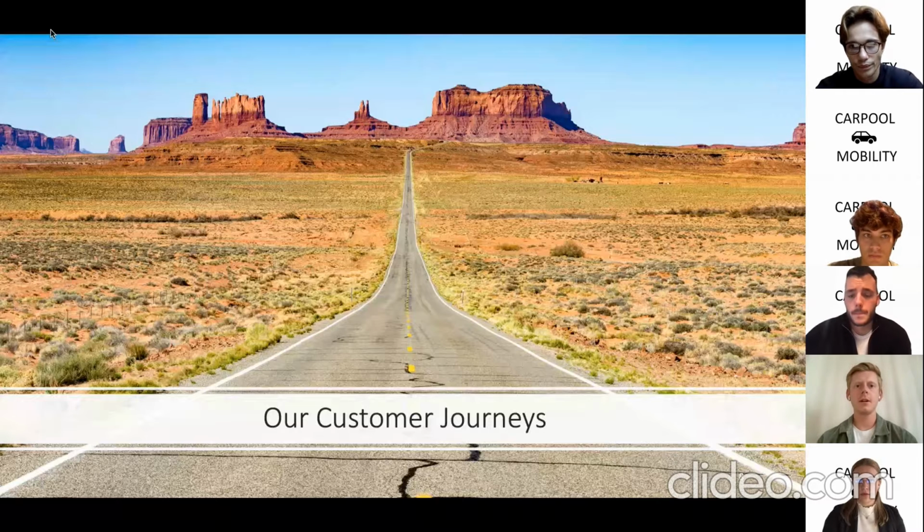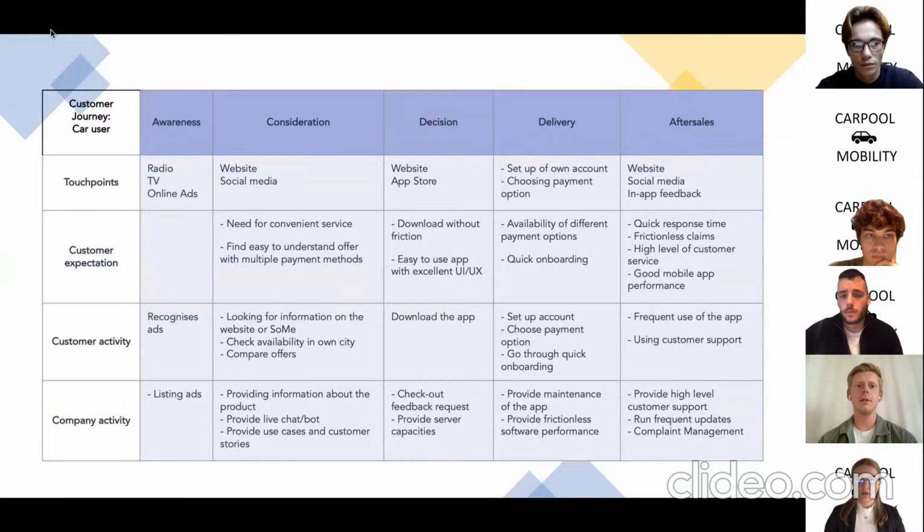Right, so first we take a look at the customer journey of the car user and then that of the car supplier. The x-axis shows the respective phases of the customer journey, from the awareness phase to the after-sales process. The y-axis shows the respective touch points, the customer's expectations, and the corresponding activities for each phase.